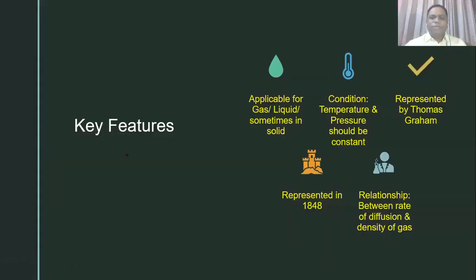So from the definition and mathematical explanation, we can find some key features of the law. One is that this law can be applicable for gases and liquids, and in some cases, even for solids. But in this chapter, we are applying this concept only to gases. The condition for this law is that temperature and pressure should be constant. This law was represented by Thomas Graham in 1848, and it explains the relationship between rate of diffusion and density of gas.